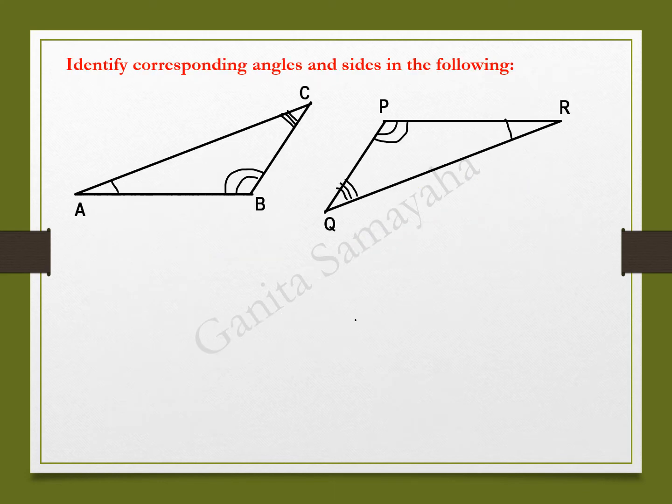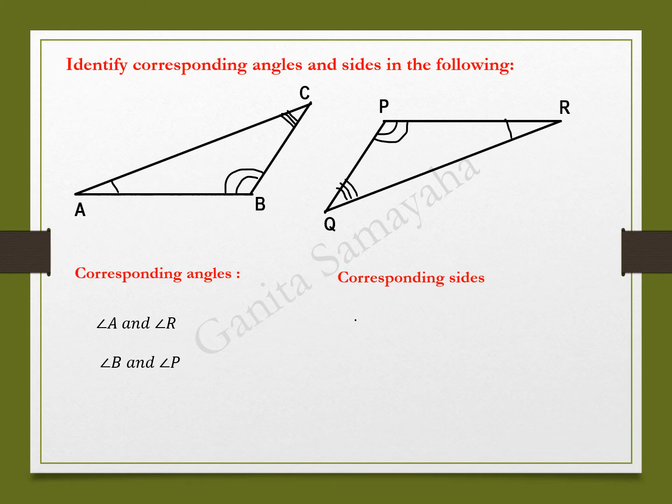Here we have got two triangles again, ABC and PQR. The equal angles are indicated. So let us write the corresponding angles and the corresponding sides for these two triangles. The corresponding angles are angle A is equal to angle R. That means A and R are corresponding. Similarly, B and P are corresponding. Angle B and angle P are corresponding. And so also angle C and angle Q are corresponding.